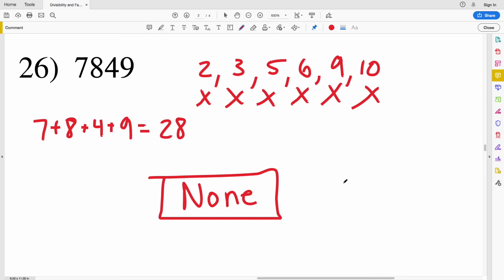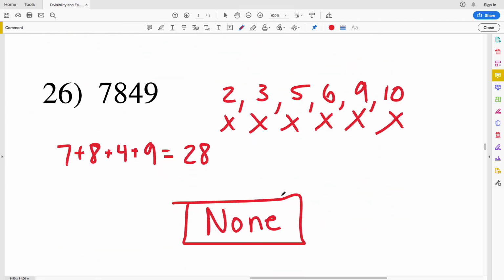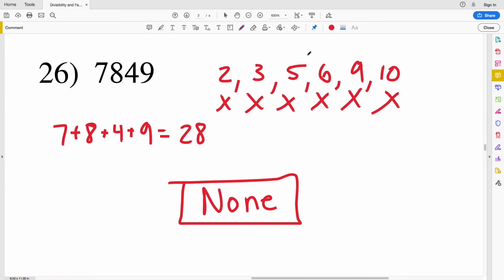And with that, we wrap up our divisibility and factors worksheet. So the biggest takeaway from this worksheet is understanding the terms divisibility and factors. If a number is divisible by a number, then that number that it's divisible by is a factor. For example, in number 24, because 8,938 was divisible by 2, that made 2 a factor of that number. And in number 26, none of them were factors because none of them divided evenly into that.